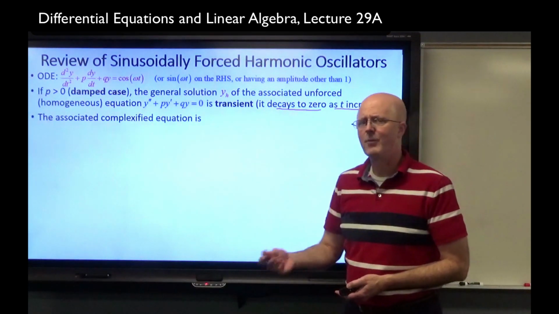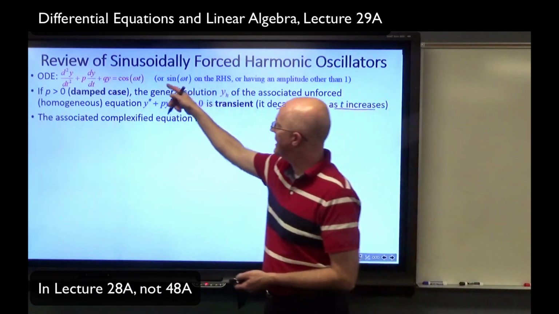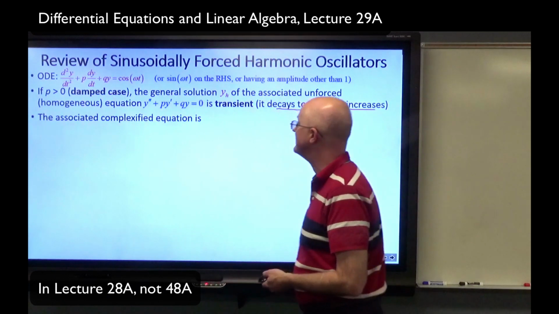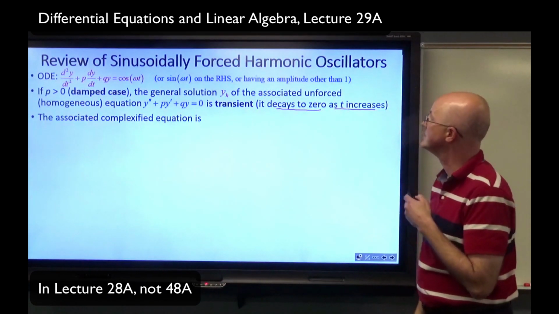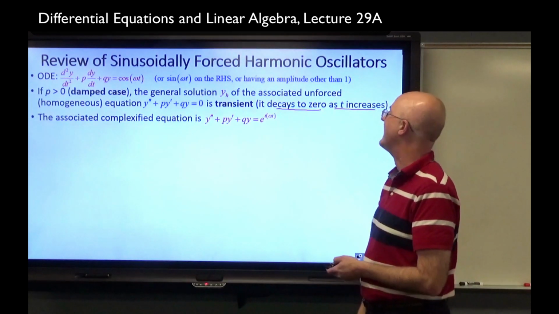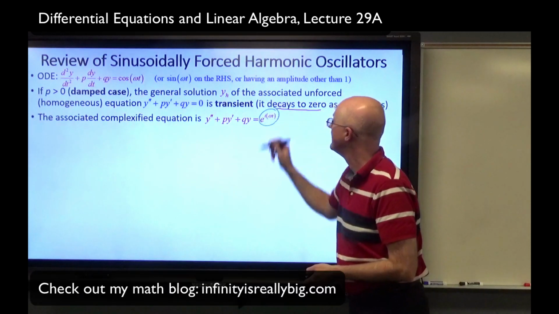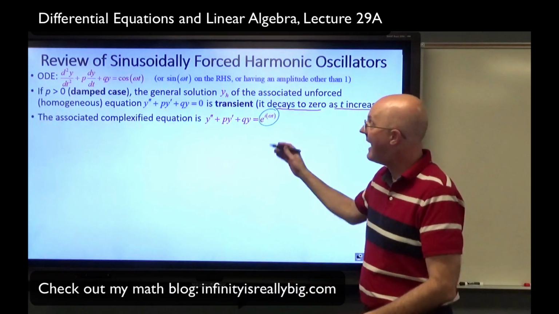We also talked about in 28A that to find a particular solution of this equation, it's a good idea to complexify the equation. In other words, to replace the cosine of omega t on the right-hand side with e to the i omega t on the right-hand side that you see right here. That's called the complexified equation. It's not the same as the original.